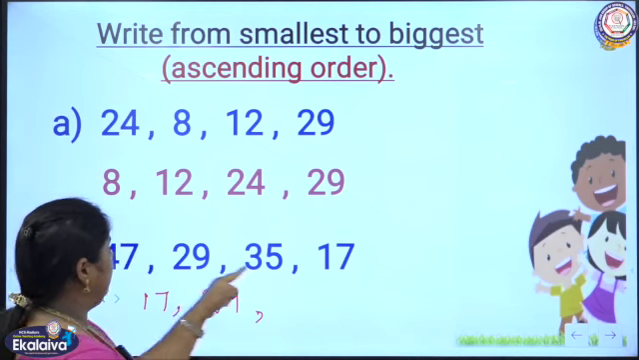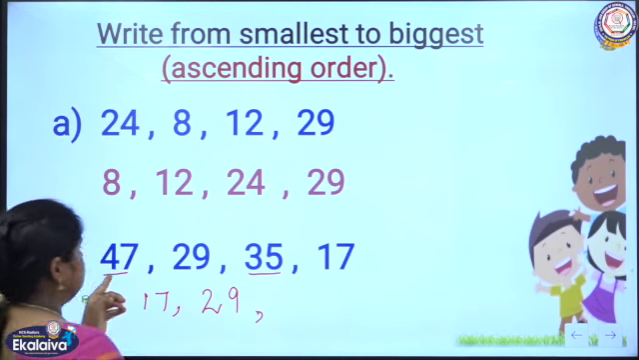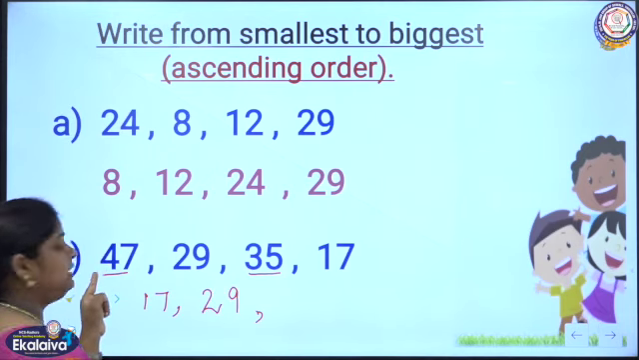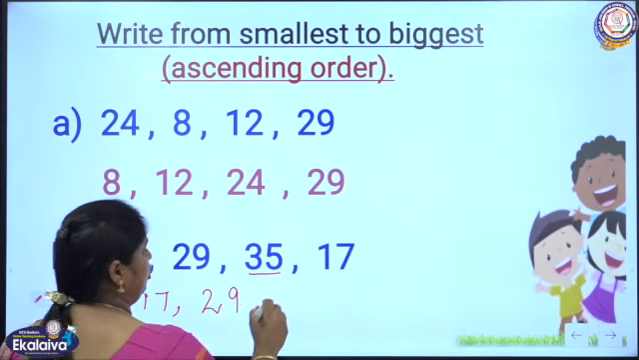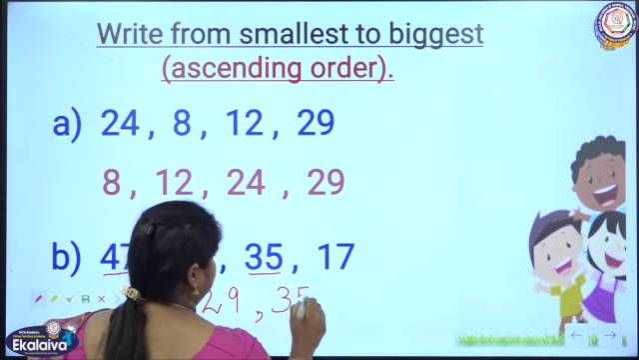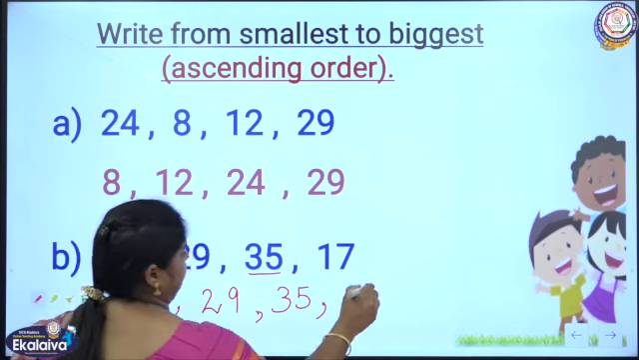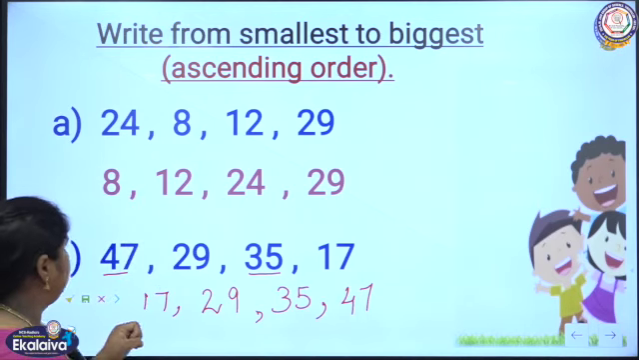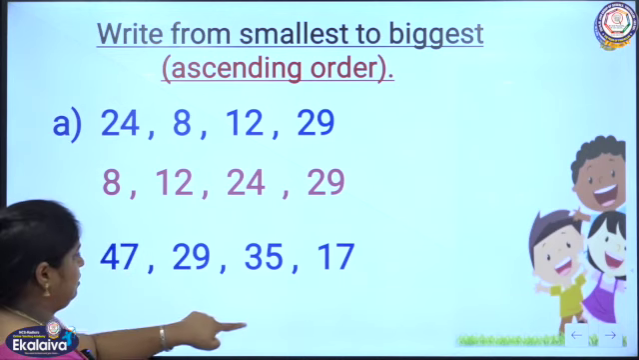See, now we are going to compare these two numbers 47 and 35. See the tens value, here we have 3, 5, tens value is 3. For 47 the tens value is 4. So, 35 this is smaller. So, 35 and after this 47. Okay. See, now we have arranged the numbers in the ascending order.